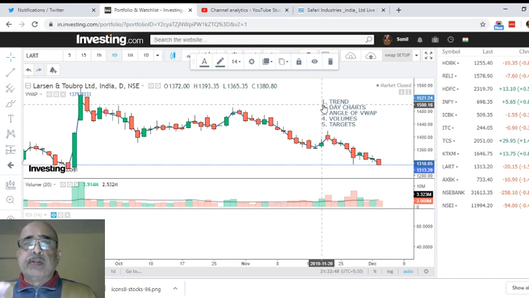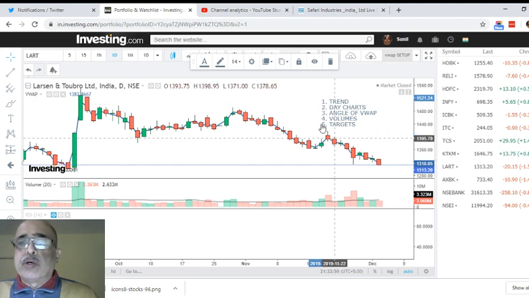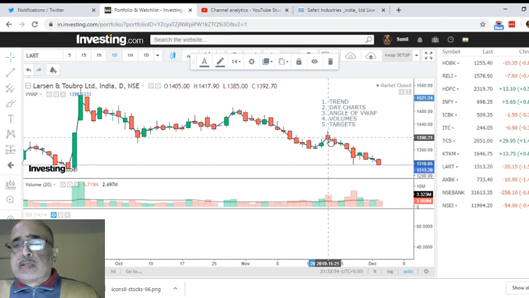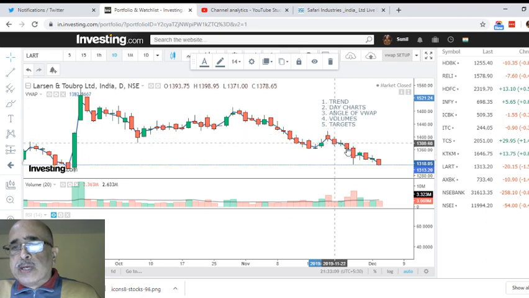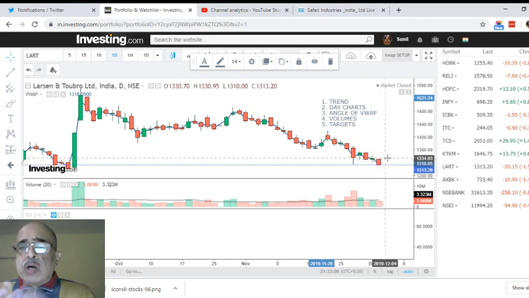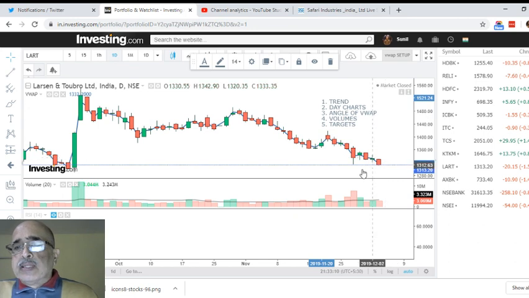So the first thing I saw was the trend of the stock. Okay, Larsen and Toubro, right? The trend is down. It's moving down, and there have been some bouts: 2 days down, 1 day up, 2 days down, 1 day up, but it's steadily falling. Now I know the trend. What is tomorrow's potential?